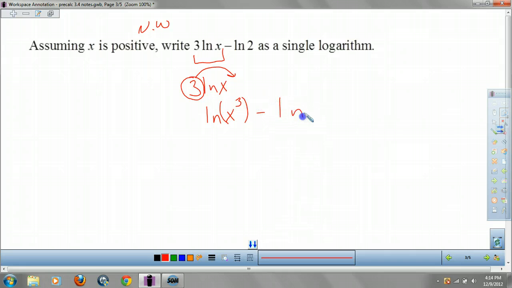And minus natural log of 2. Now do you guys remember what subtraction means? It means I take and I make it into division. And I'm done. That's all there is to it, guys.